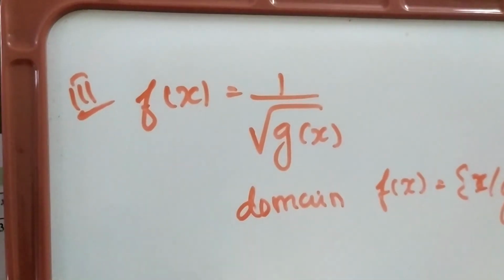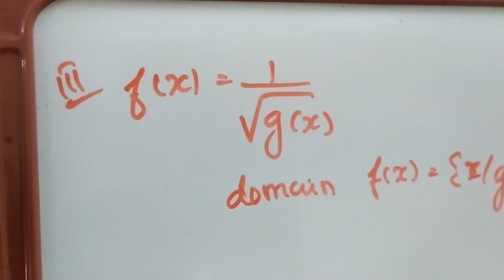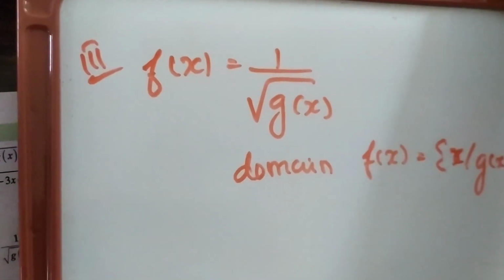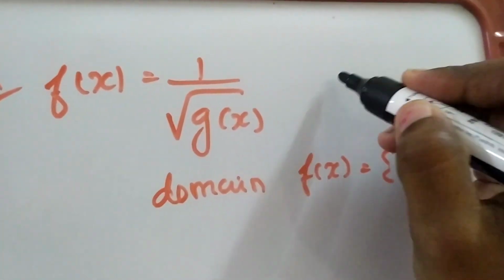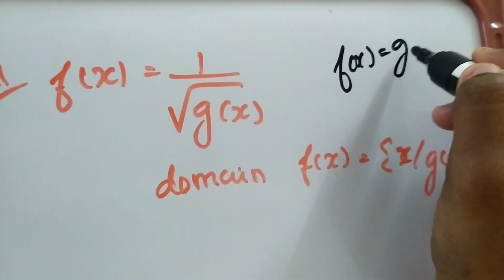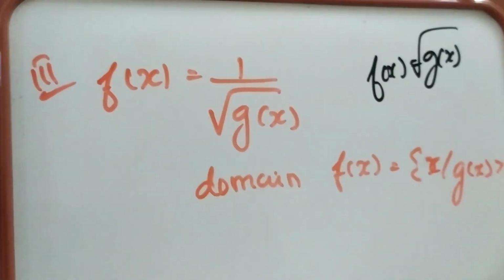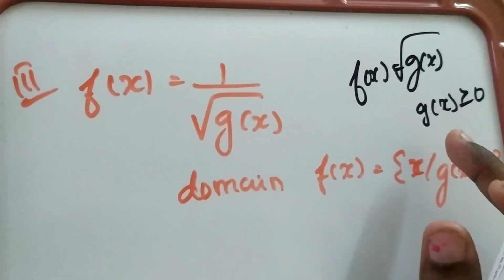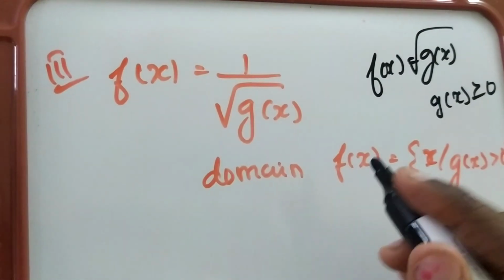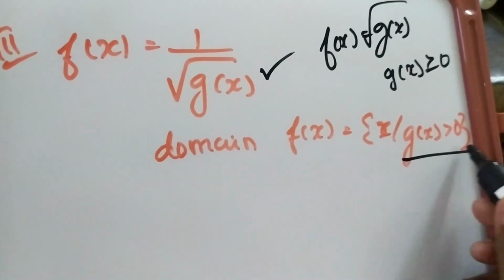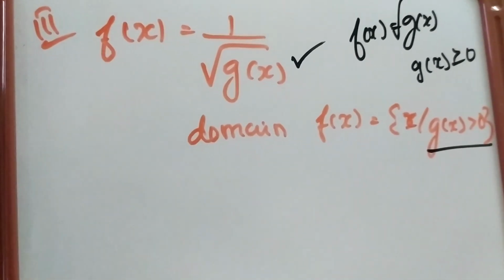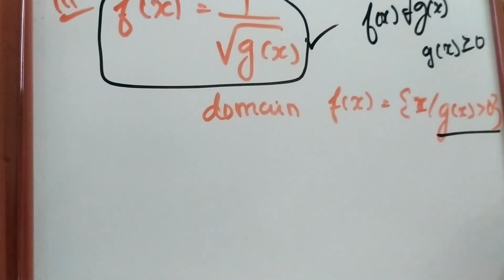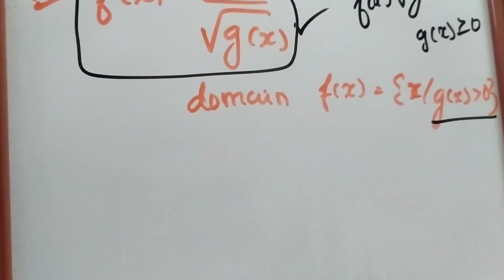Understood? Okay, here we are going to see the third condition. See this function f of x is equal to 1 by root of g of x. In the last example, what we have seen is f of x is equal to root of g of x. In that condition, the domain is g of x greater than or equal to 0, right? But here, when it is in the denominator, you take it as greater than 0, not equal to 0. Understood? When the function is in the format of 1 by root of g of x, g of x should be greater than 0, that's it.